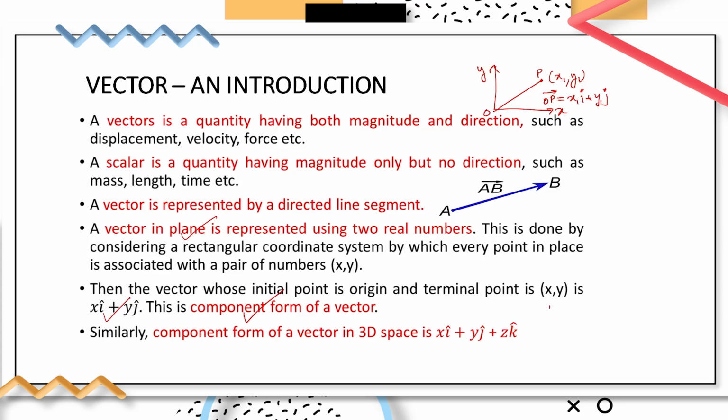If we have a vector in three-dimensional space x, y and z, and there is any point, say P, then the point x1, y1, z1 in the three-dimensional space will be represented in the component form as x1i plus y1j plus z1k. So this is the component form of the vector in three-dimensional space. So that means the coordinate system and the vector representation go hand in hand.